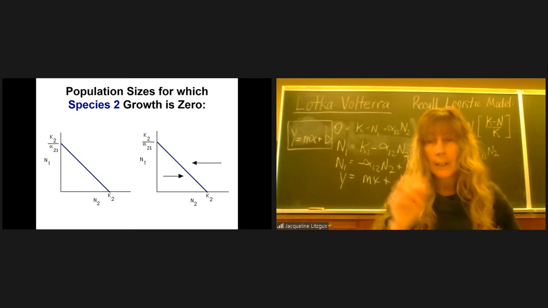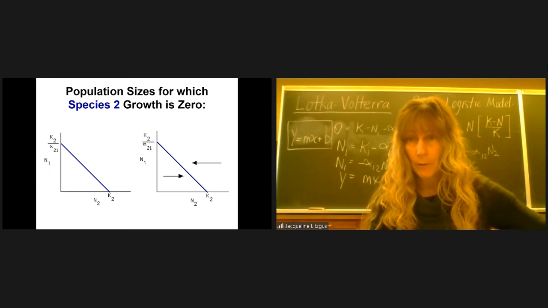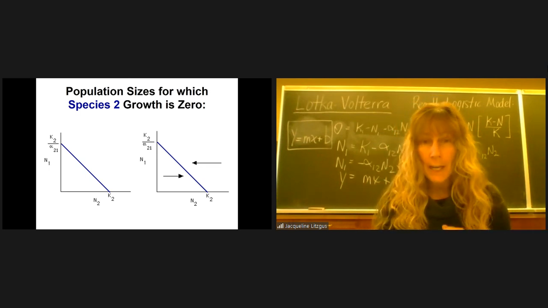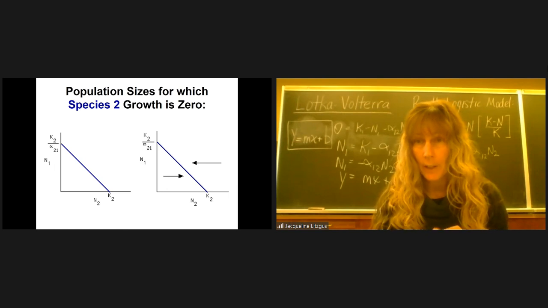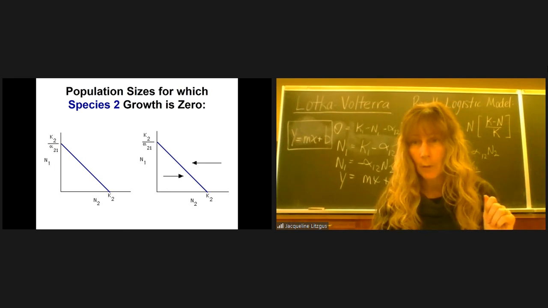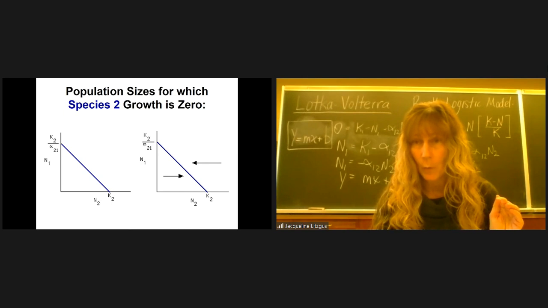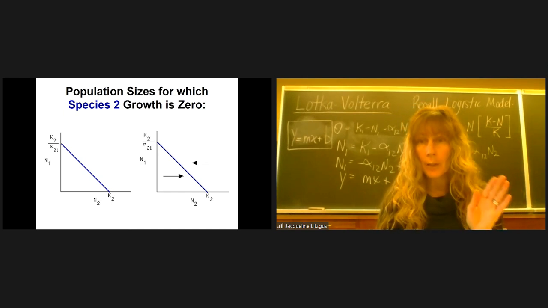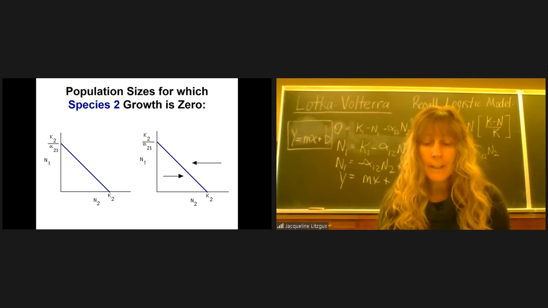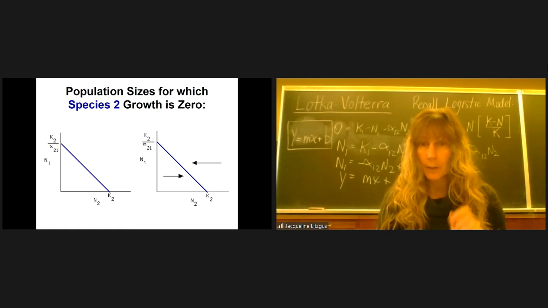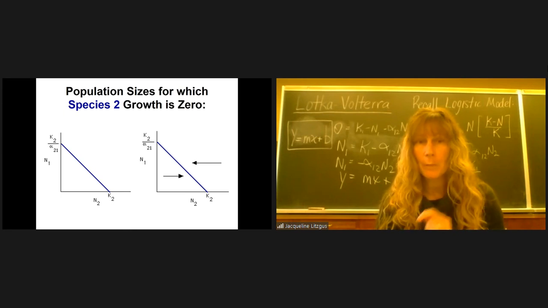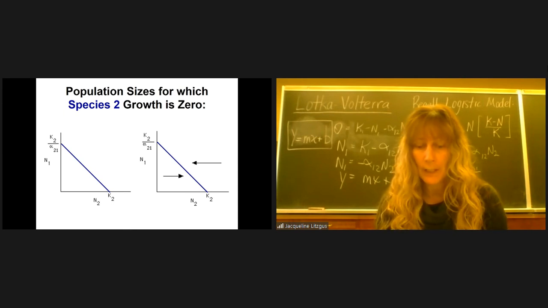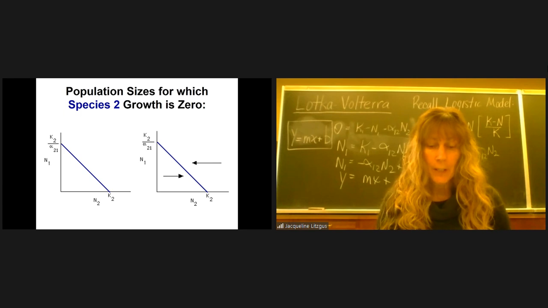So slide three showed the equations for both species, right? If you go back and look at that slide and look at the equation for species two, you'll see it looks like the one we did for species one, except all the ones and twos are now reversed, right? So it means if we go through all those same steps that we did for species one, we can do the same exact steps and solve for the species two zero growth. Okay. So you can do all those same steps.